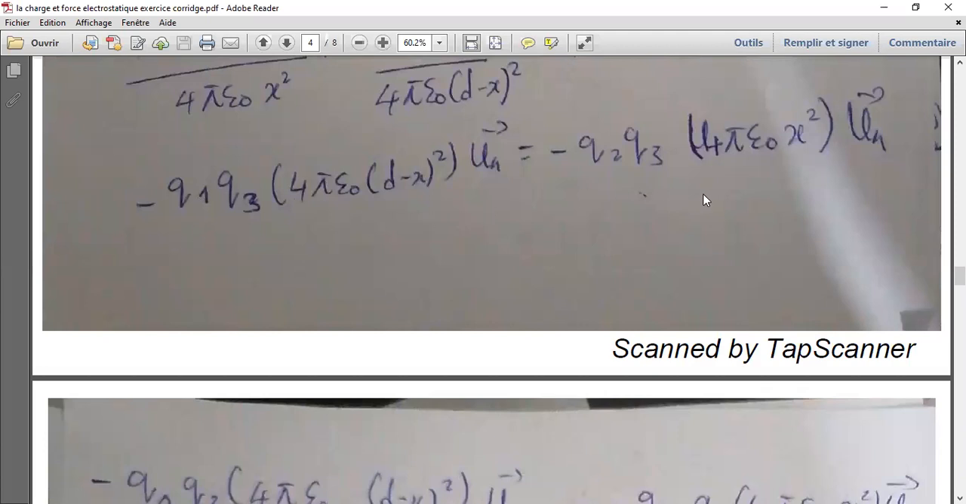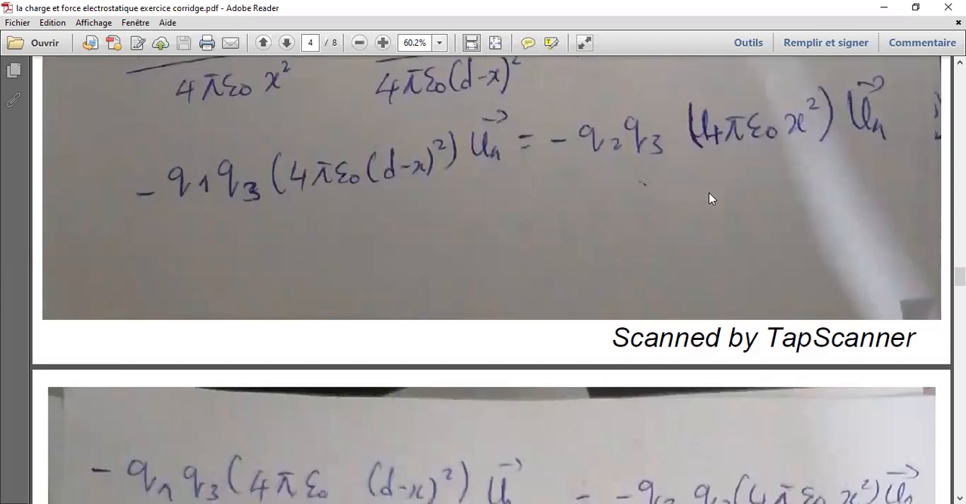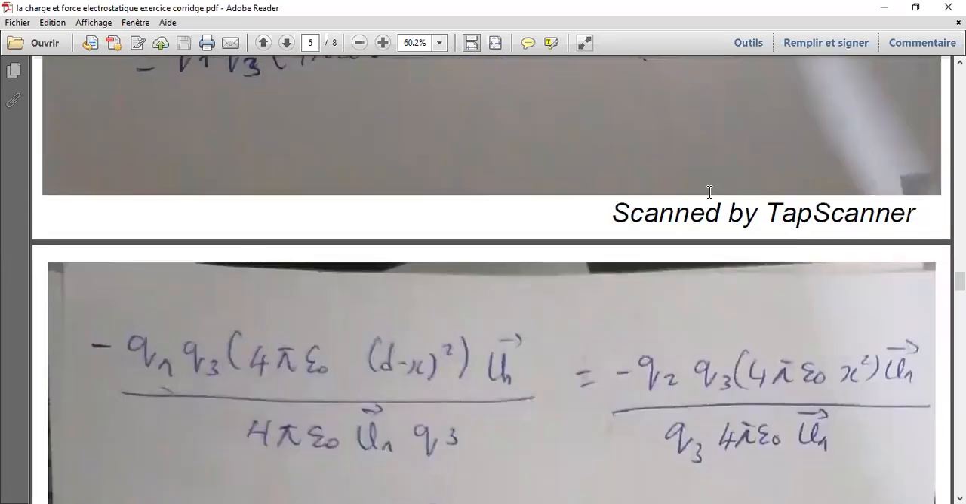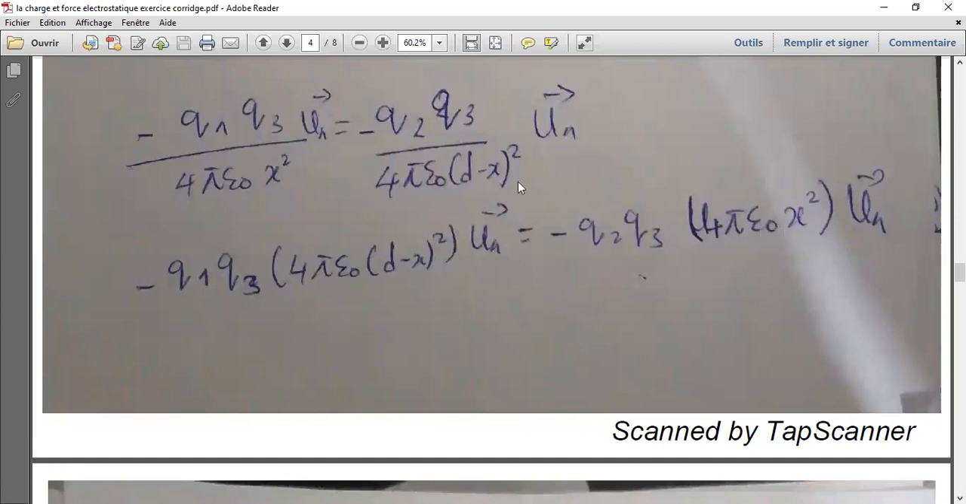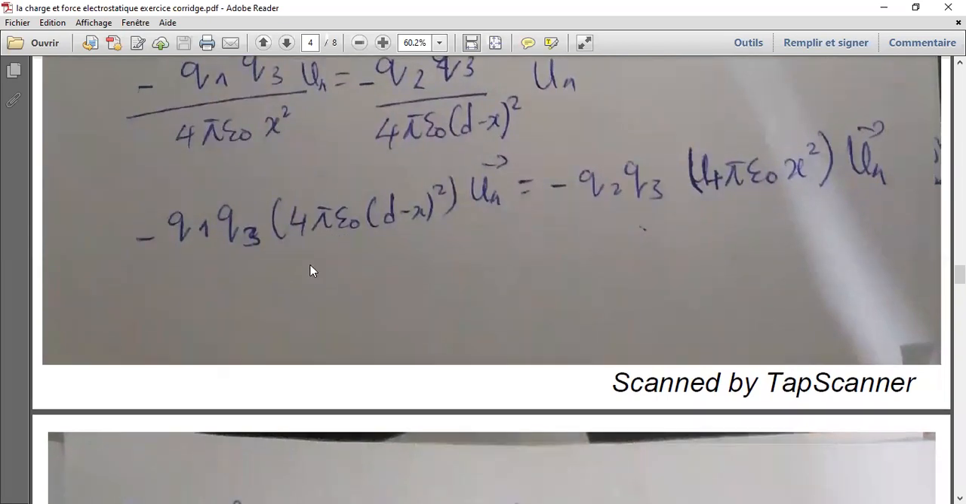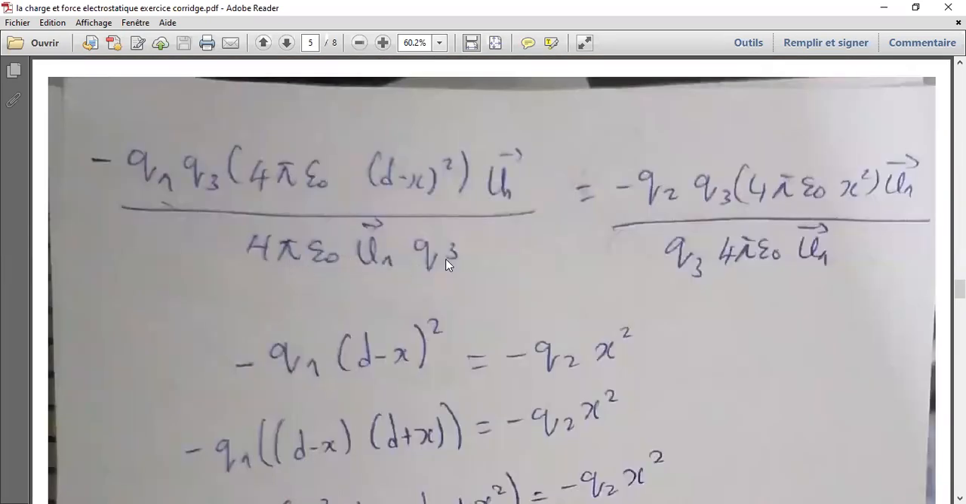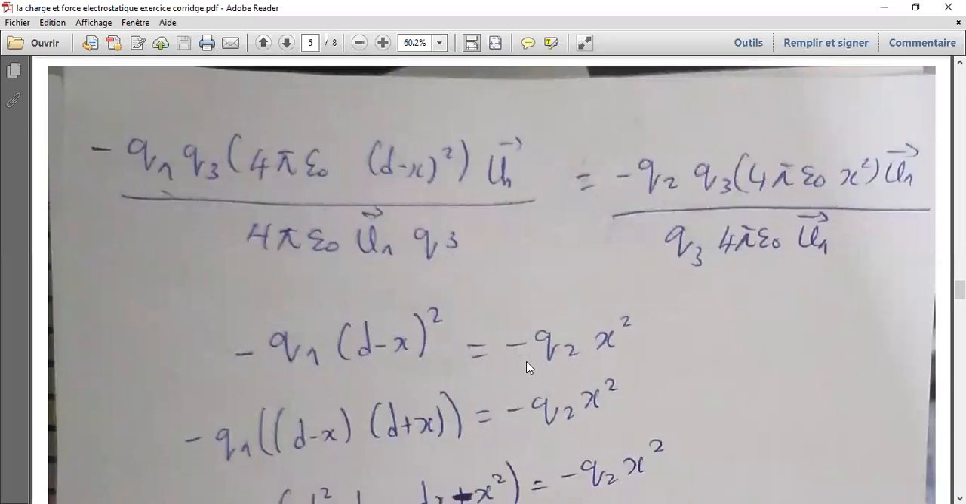Then when you reach this stage, you can just do some division. If you see there's 4 pi epsilon 0 and U1, and Q3, which are of the same value on both sides, I can just divide by those values. If I divide by them, I only remain with negative Q1 (d minus x) squared is equal to negative Q2 x squared.